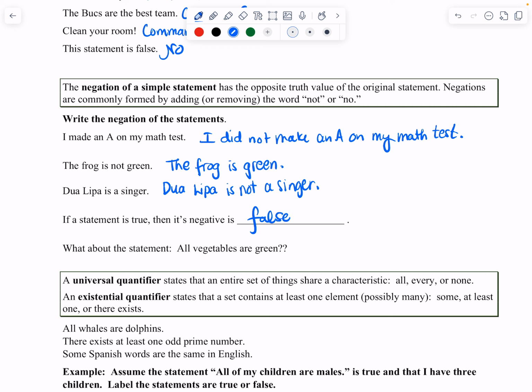If the statement is true, then its negative is false. Okay? So we talked about statements being either true or false. So if I take the negation of a statement that is true, it becomes false. And if I take a negation of a statement that is false, it will become true. So now we're going to look at special instances where it's kind of like an all or nothing. For instance, we're going to look at the statement, all vegetables are green. Most of you would say the negation of that would be no vegetables are green. However, that is false. So let's see why and let's see what the rules are.